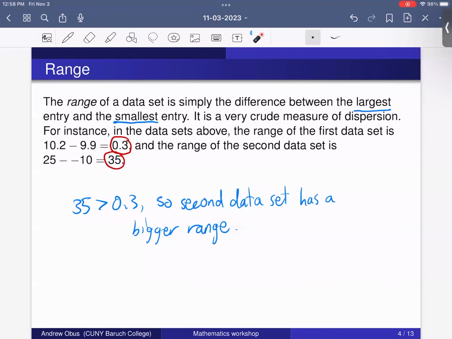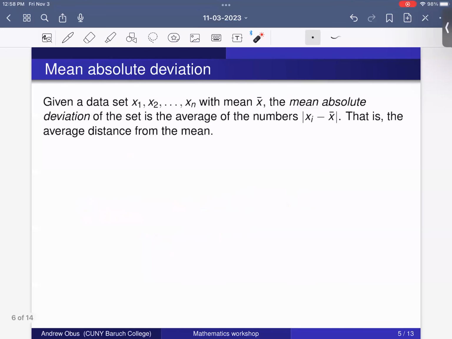Okay, so let's move on to the next one. This is the so-called mean absolute deviation. So this is the definition. If we have a data set with a bunch of entries, x1, x2, all the way up through xn, and let's say their mean is x bar. This is a very common notation for the mean. You put x with a bar over it.